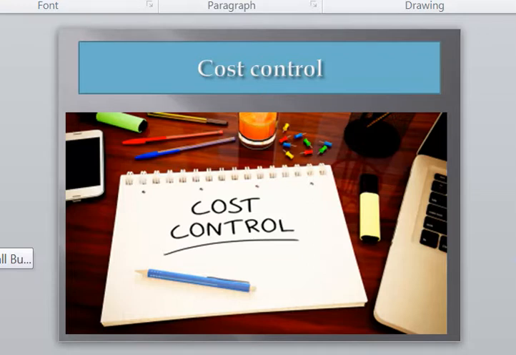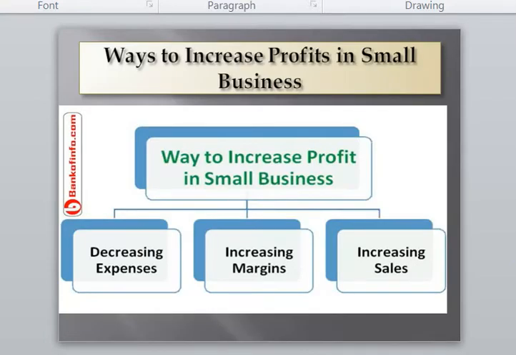So a business owner compares actual results to the budget expectations. If actual costs are higher than planned, management takes action. So cost control is nothing but increasing profits by reducing business expenses. For that we need to adopt some basic techniques. These techniques are extremely important to control the cost.